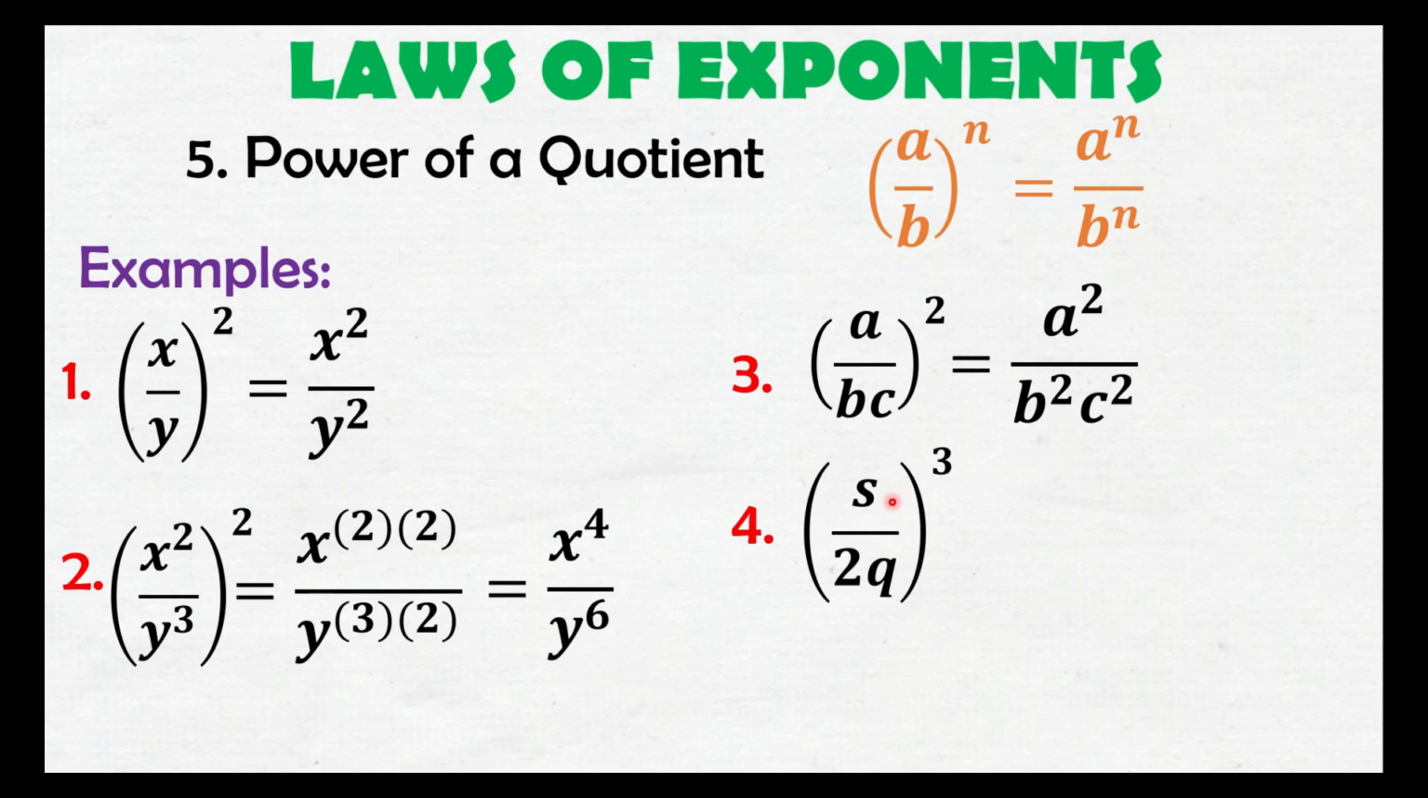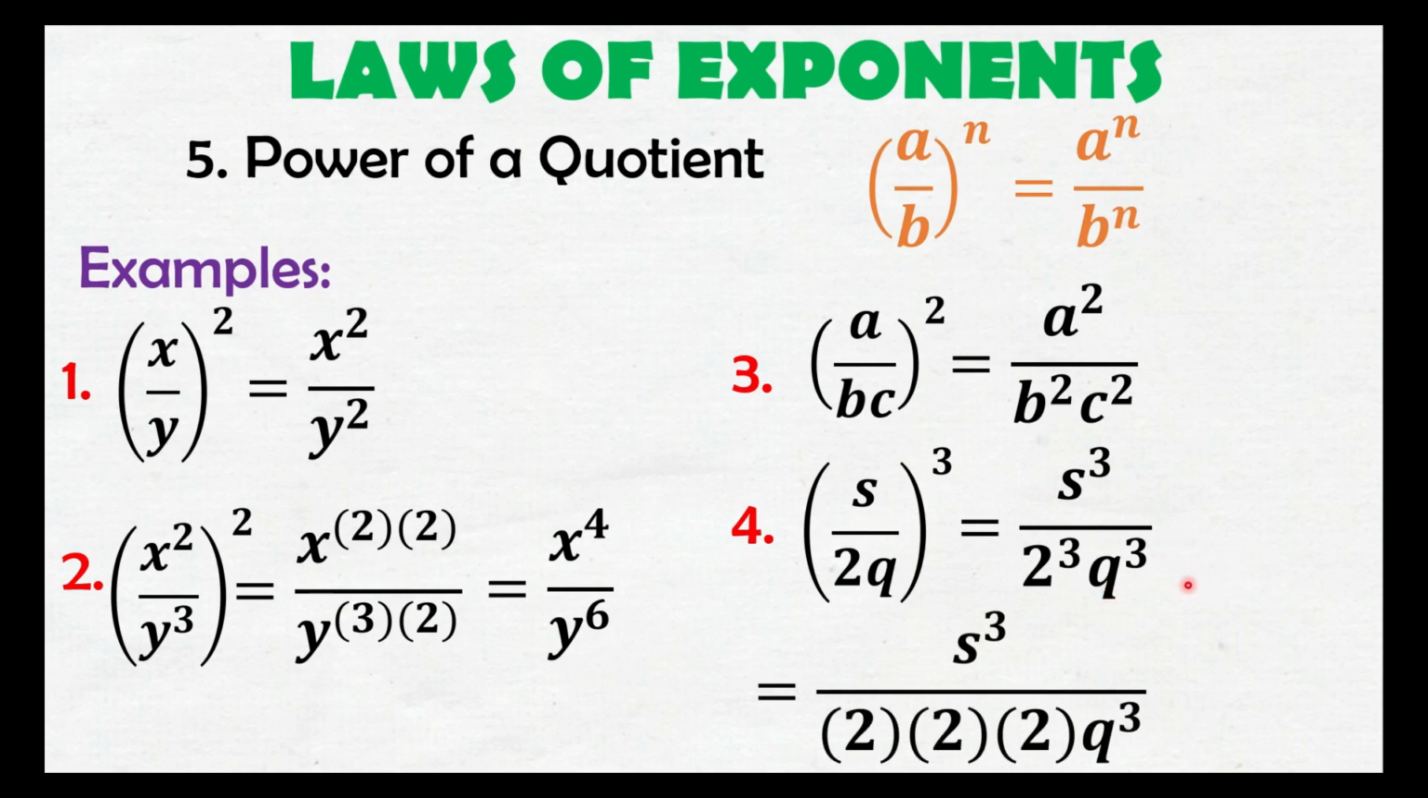Another example is quantity s over 2q cube. So, distribute lang natin yung exponent na 3 sa s. So, kaya naging s cube yan. At si 3 dito sa 2 at sa q. So, we have 2 cube, q cube. So, pwede natin expand si 2 cube. So, magiging siya 2 times 2 times 2. And 2 times 2 times 2, that is equal to 8. So, we have s cube over 8q cube.